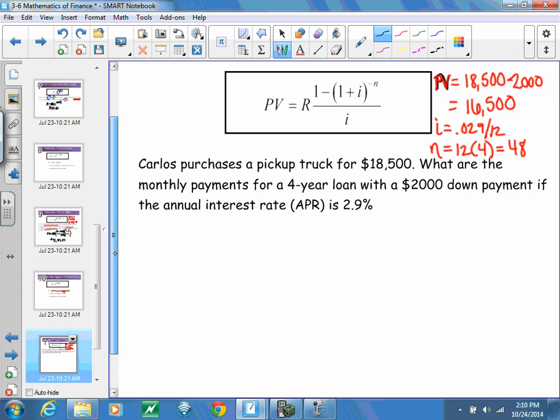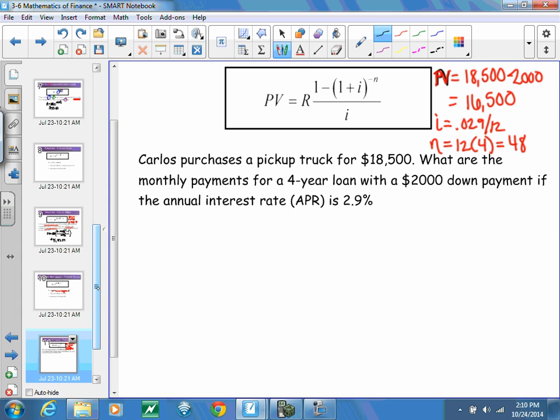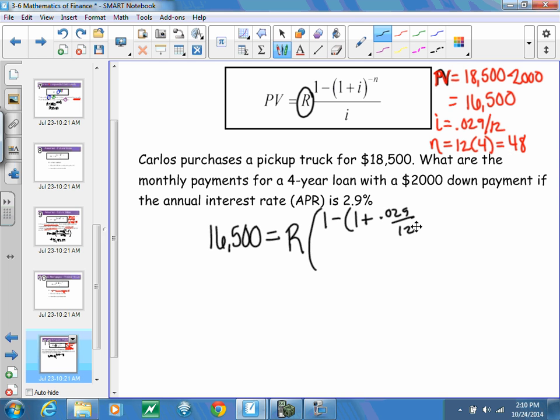So in this particular problem, we want to figure out what his payments are going to be. So we're solving for R. We know that the present value of the truck is $16,500. And so then I've got that equal to R, and then I have 1 minus 1 plus 0.029 divided by 12 to the power of negative 48. And then we're going to take all of that and divide it by 0.029 divided by 12 as well.